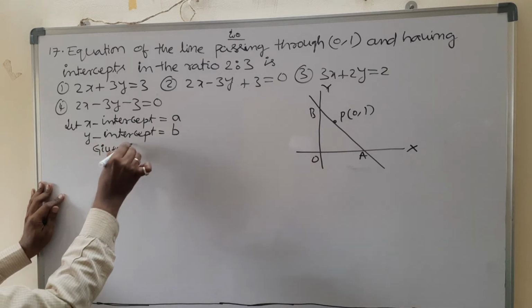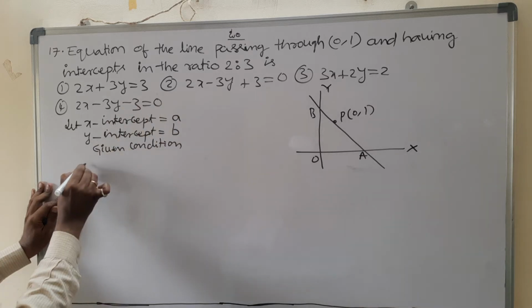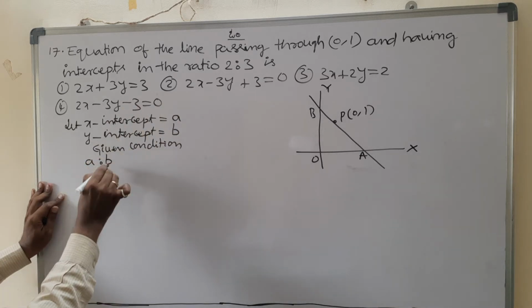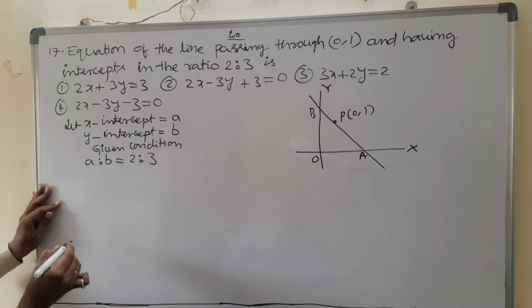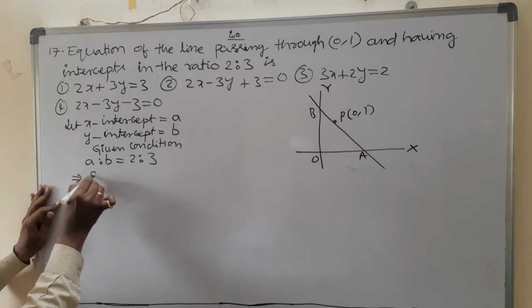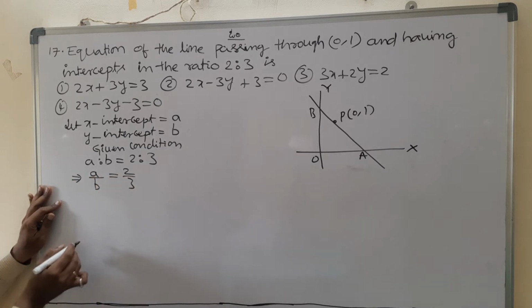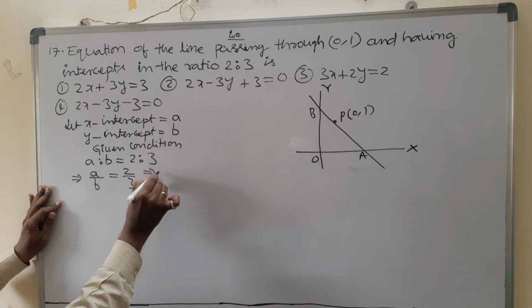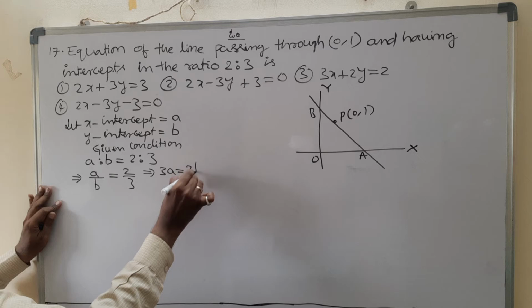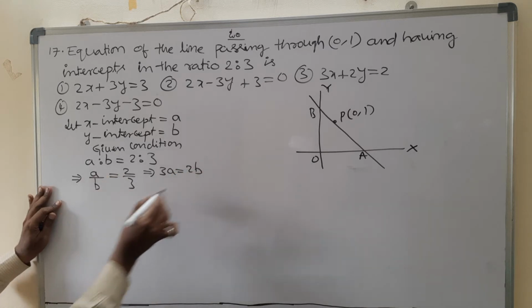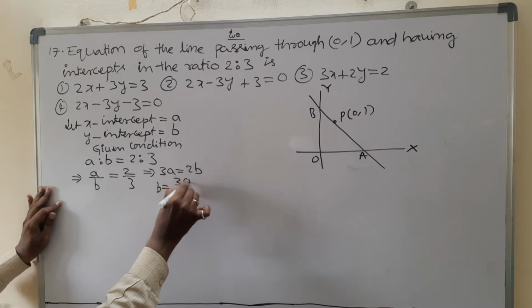Given condition, a is to b equal to 2:3. a by b equal to 2/3. Cross multiply, 3a equal to 2b. Here b equal to 3a by 2.